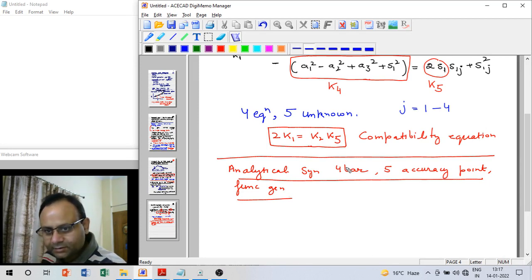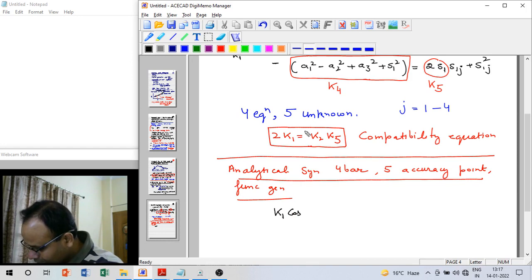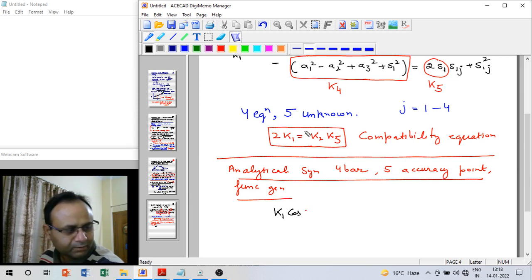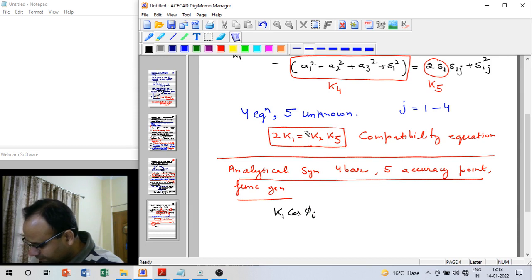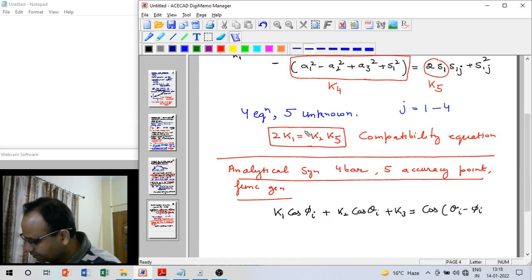and that equation, if you remember, was of this form: k1 cos phi I plus k2 cos theta I plus k3 equals cos of theta I minus phi I. Okay, this is the Freudenstein equation.